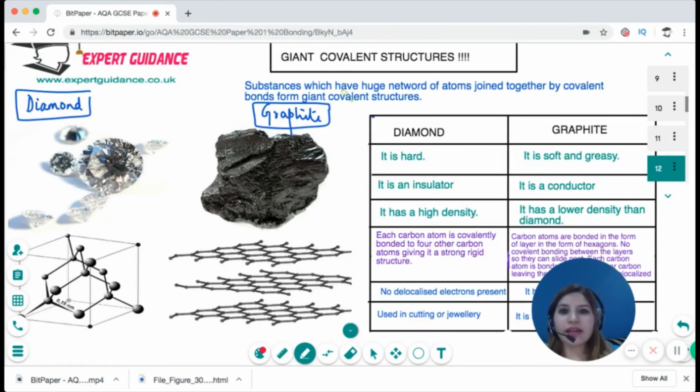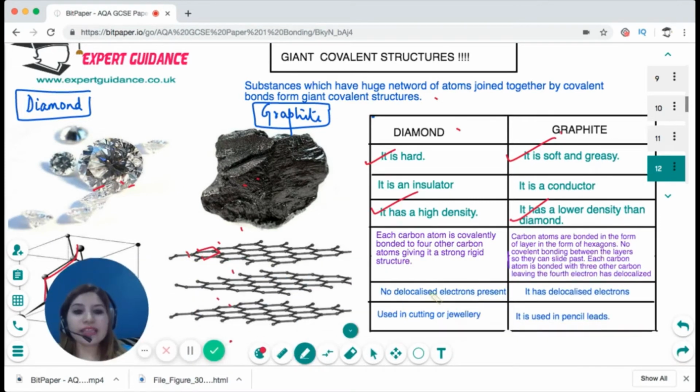Okay, so now let us see the giant covalent structures, diamond and graphite. This is the difference between them. Diamond has a hard, rigid structure, whereas graphite has a layered structure. So diamond is hard, has a high density. Graphite is soft and greasy, lower density. In graphite, 3 electrons are bonded to form a ring and 1 electron is delocalized for each carbon. These delocalized electrons make it a good conductor. So diamond is an insulator, graphite is a conductor.